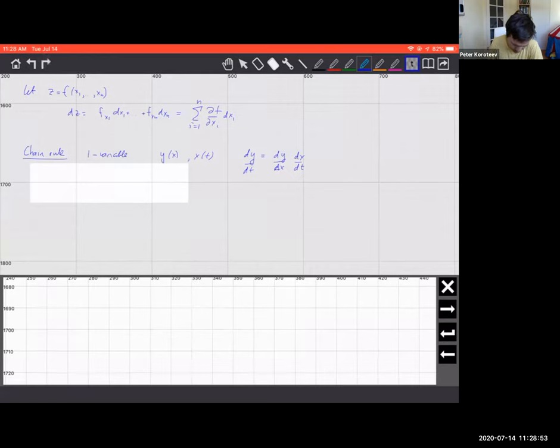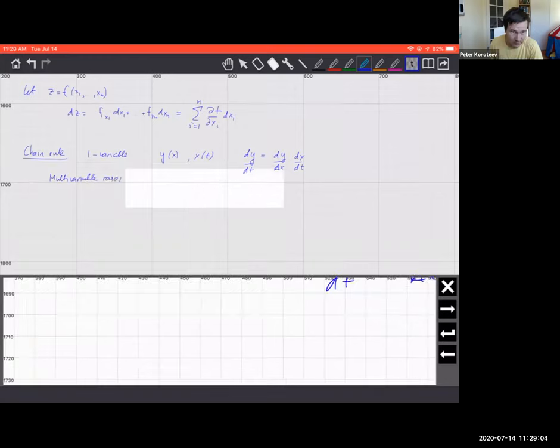So the multivariable case. Let's say z is equal to f of x, y, right? It's a differentiable function.